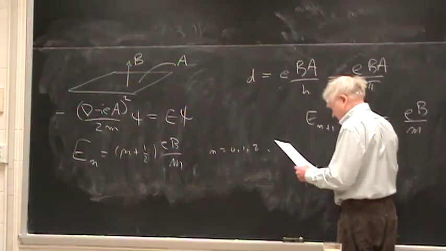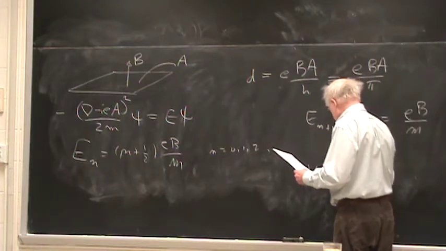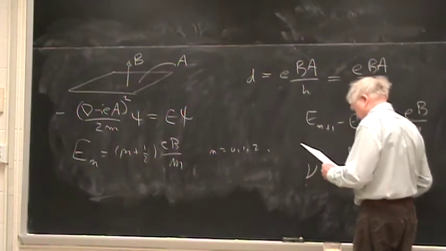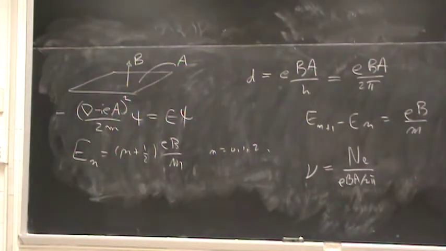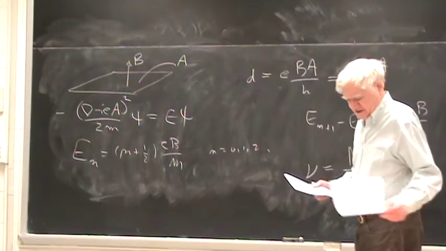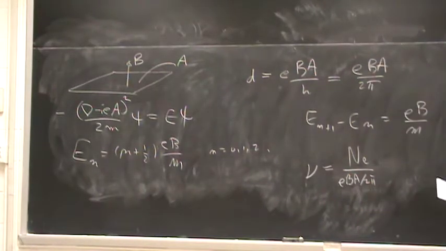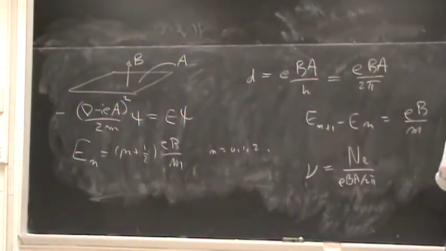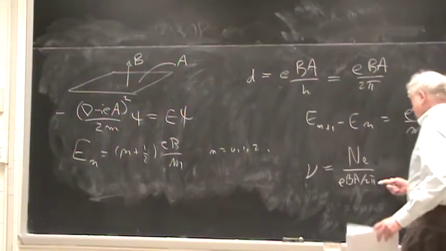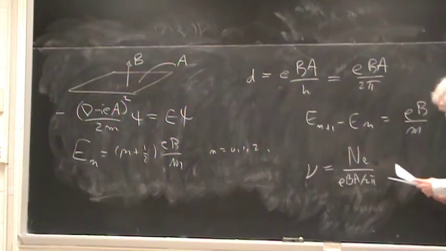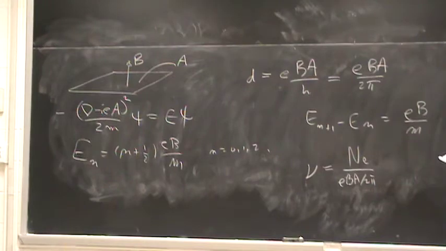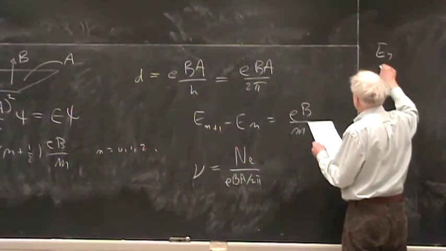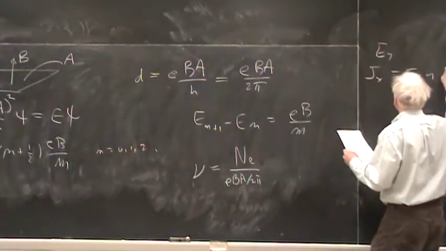The filling factor nu is the number of electrons divided by eBA over 2 pi. And when that's an integer, you're basically full. And in order to put in another electron, you need to put it in the next level. And so in that sense, the fluid's incompressible because, after all, if you did squeeze it, you'd make A smaller, and in order to keep nu the same integer, you'd be in trouble.